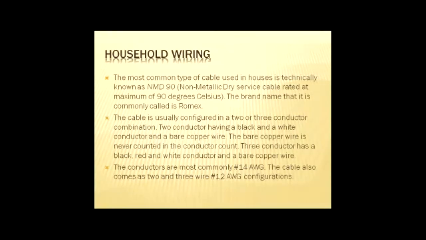household wiring. Okay, the most common type of cable used in households is technically known as NMD90, all right? NMD90. You're going to hear that a lot. NMD90 stands for non-metallic, which is the jacketing, dry, which is supposed to be installed in a dry environment, so you can't put it underground directly, or you can't have it outside because of the elements, rain and such.